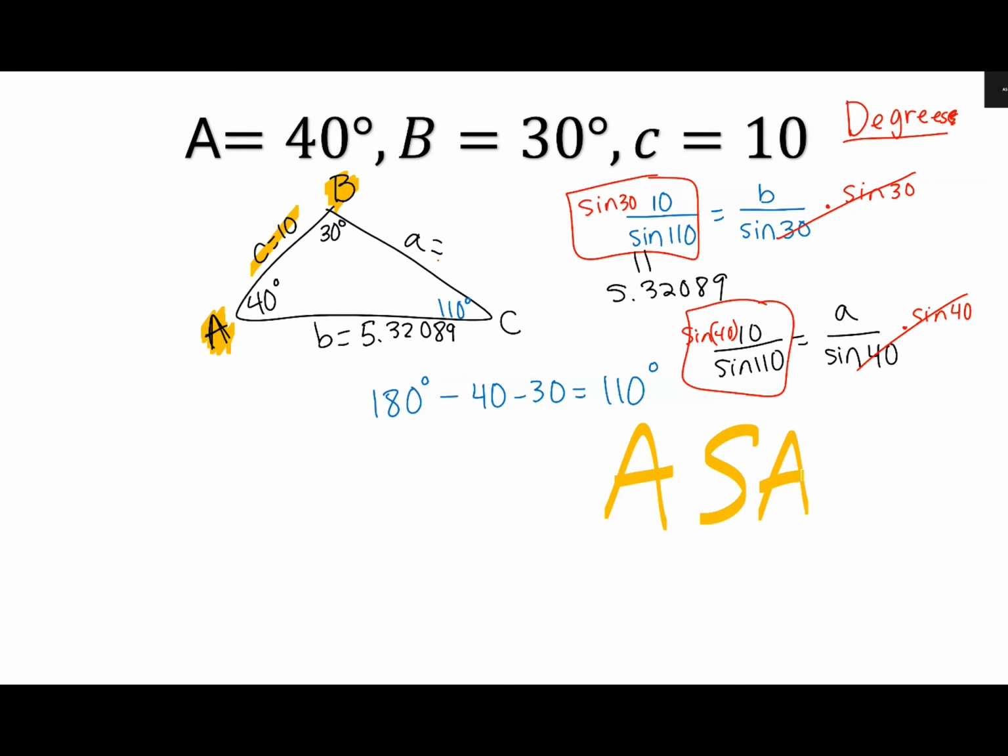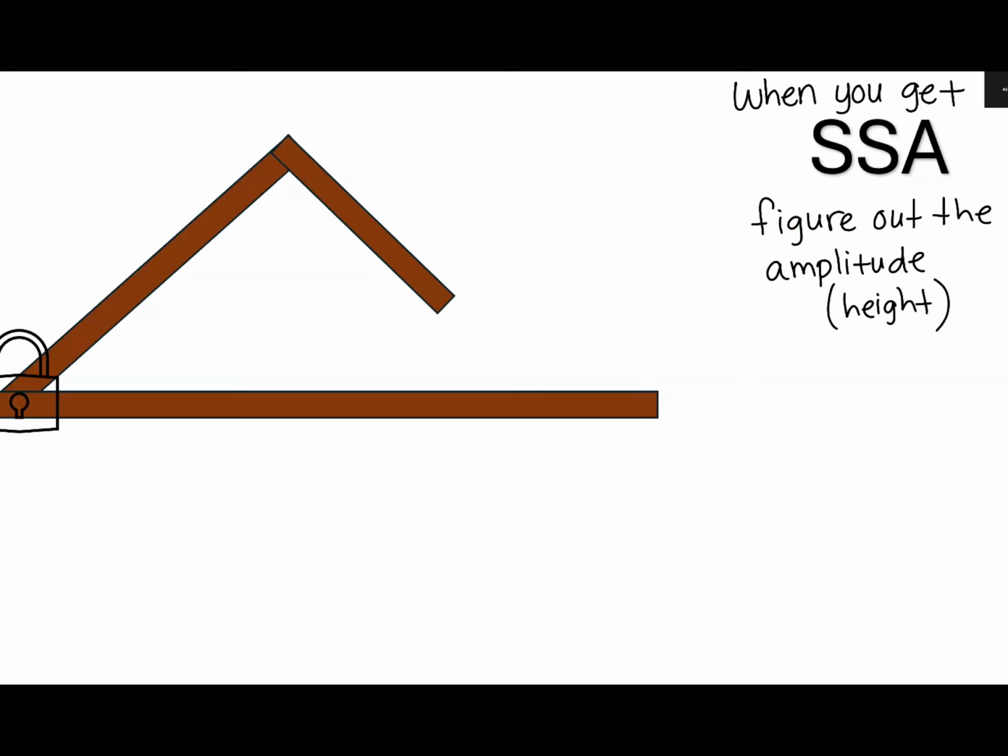Now, we're going to look at the case where we get SSA. Whenever you get side, side, angle, every time I want you to just go ahead and figure out the height. What you're going to do is just draw a line perpendicular and form a right triangle. I'm going to go ahead and give you the three pieces of information. Let's say that this side is 10 inches. This side is 3 inches. And this angle is 30 degrees.